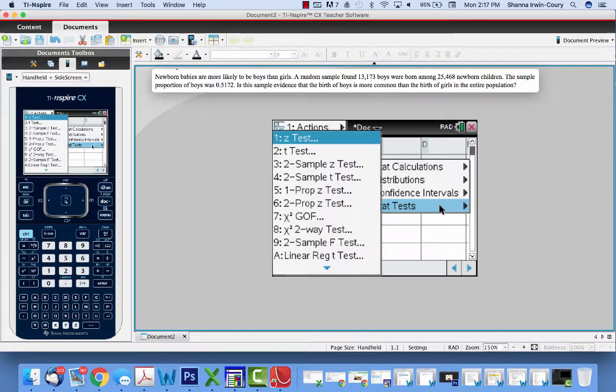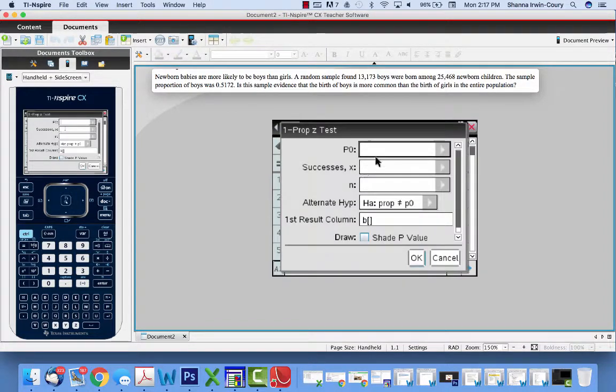In a video previous to this one, I talked to you about the student's t-test. That happens when your sample is small. This sample is way huge, way huge. So we would want to choose a z-test. But in particular, we want a proportion test. So I'm going to click the 1-PropZTest.